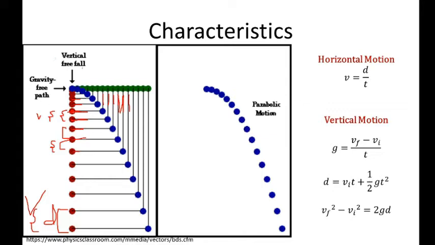So we have two motions, the vertical and the horizontal motion. We could say that the horizontal motion only has a constant velocity. This is the formula for a constant velocity, wherein velocity is equal to distance over time. And then, you will meet again the kinematic equation. This one is for the vertical motion.